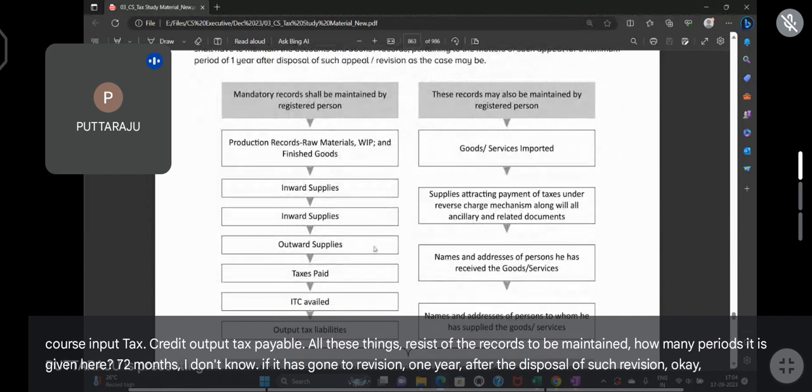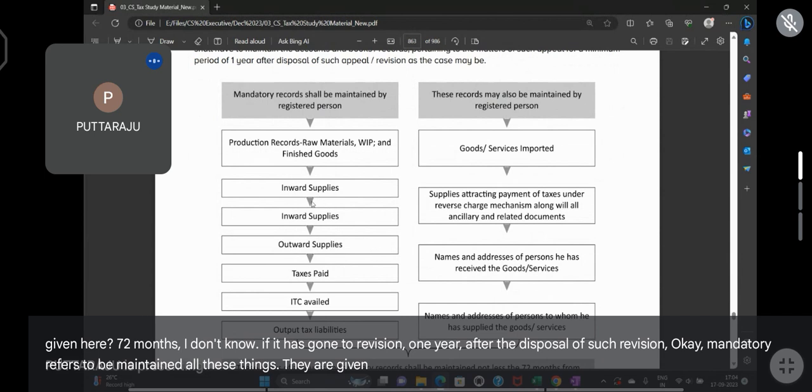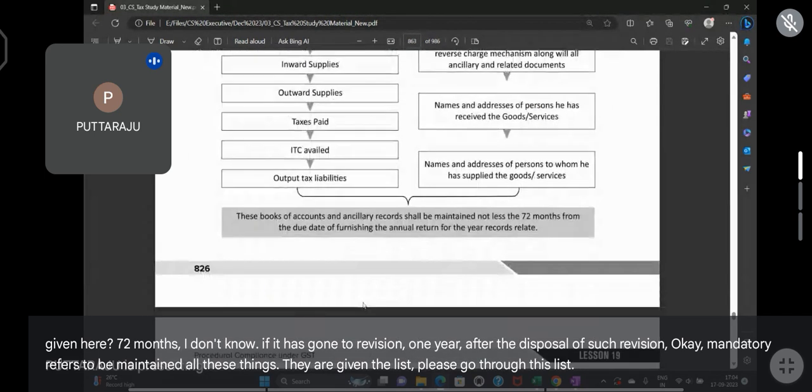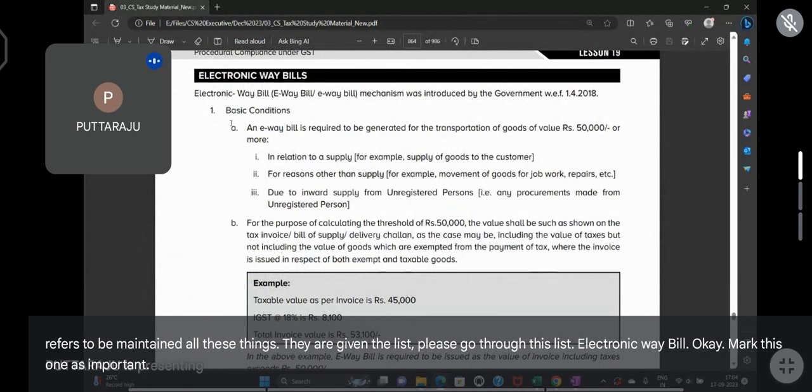Okay, mandatory records to be maintained, all these things. They have given the list. Please go through this list. Electronic way bill. Okay, mark this one as important. E-way bill, we call it as e-way bill.